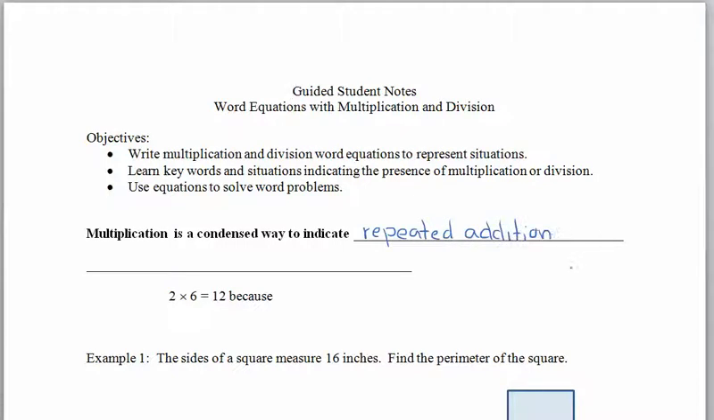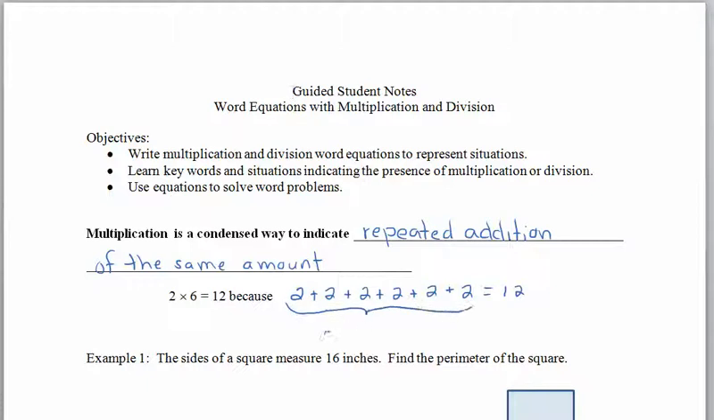But this isn't just any old set of additions that's happening. This is repeated addition of the same amount. So when you write 2 times 6 is equal to 12, what we're really saying is that 2 plus 2 plus 2 plus 2 plus another 2 plus another 2 is equal to 12. And people just got tired of writing all of the plus 2s down. So really what we've done is we've added 2, 6 times.